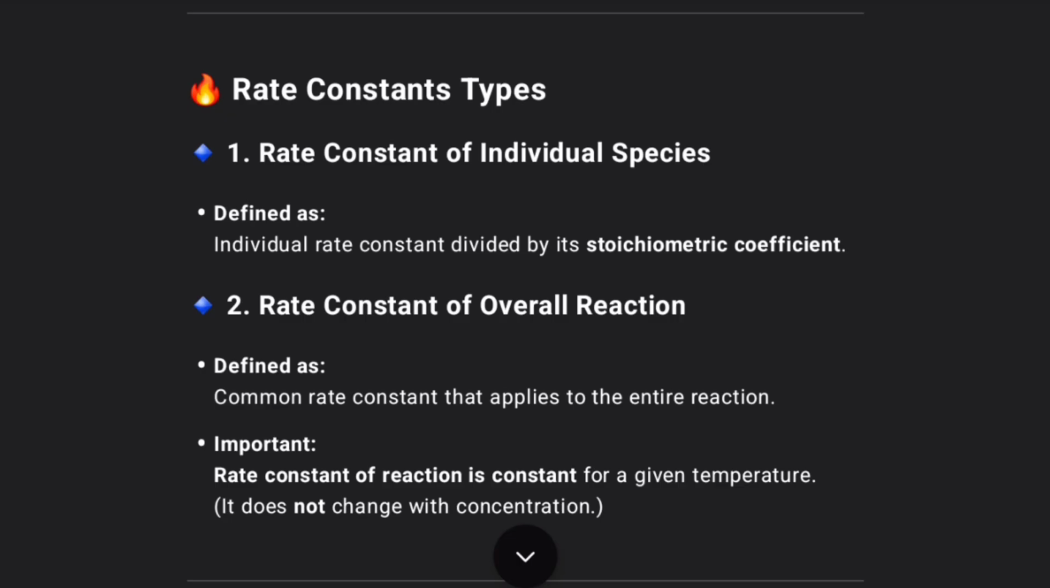Rate constant types. One: rate constant of an individual species, defined as the individual rate constant divided by its stoichiometric coefficient. Two: rate constant of the overall reaction, defined as the common rate constant that applies to the entire reaction. Important: the rate constant of a reaction is constant for a given temperature. It does not change with concentration.